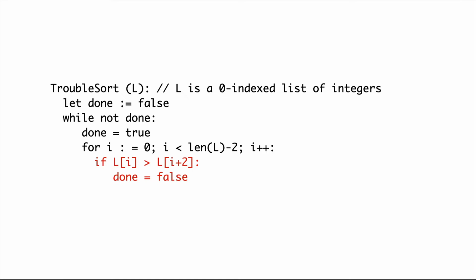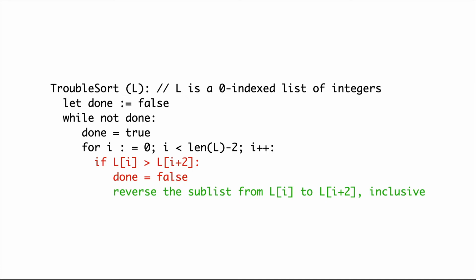Now if it turns out that these elements are out of order, so the element that appears earlier is larger than the element that appears later, then we reset the done flag to false. We say, okay, we did encounter a problem. This array was not sorted in its present form, and to fix this particular aberration, what we will do is we will reverse the sublist from L of I to L of I plus 2. Essentially, once again, notice that this amounts to swapping the elements at L of I and L of I plus 2, because the middle element, which is at L of I plus 1, stays in place during this so-called reversal.